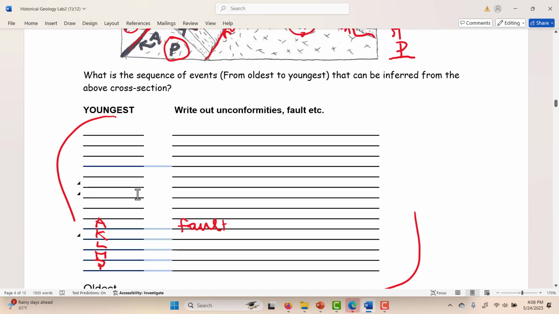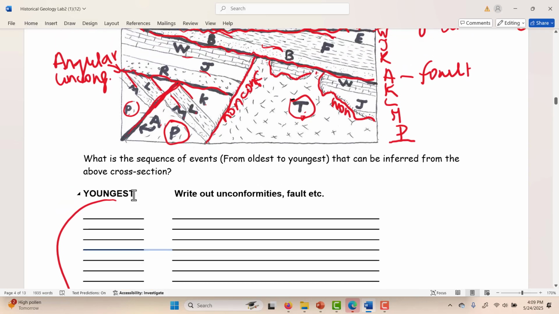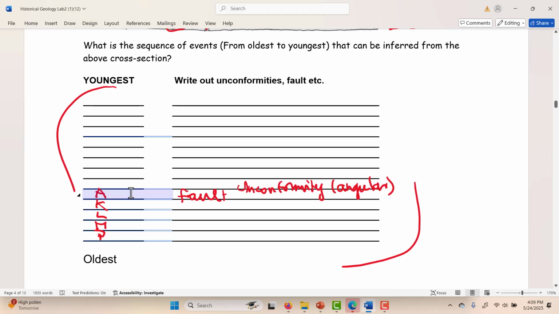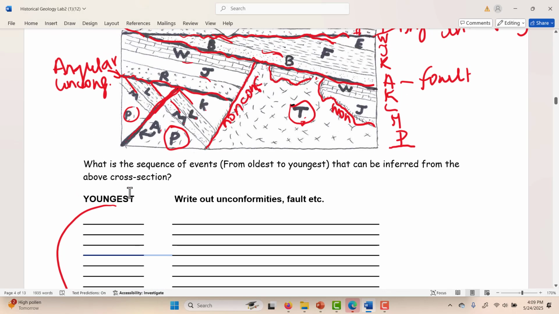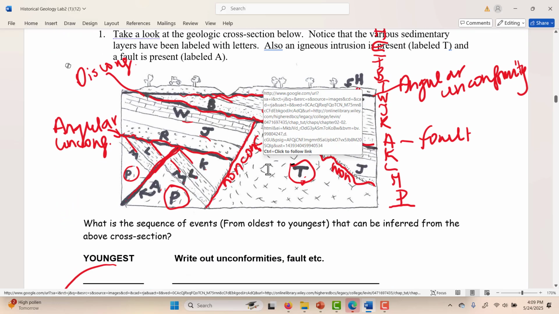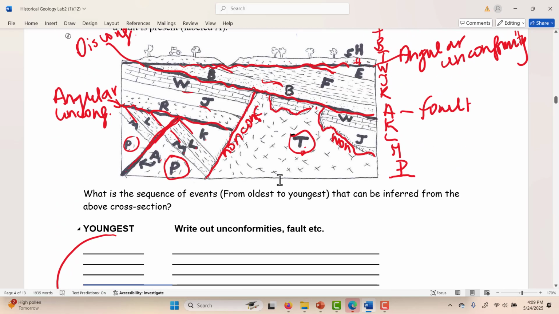And then after that, there is an unconformity, remember? And it's an angular. See, that was an angular unconformity. And then comes RJW, and then T, which is the intrusion. And after the intrusion comes BFE.